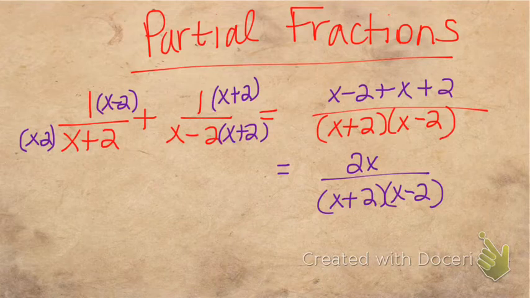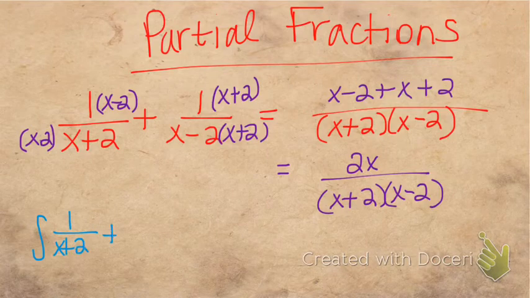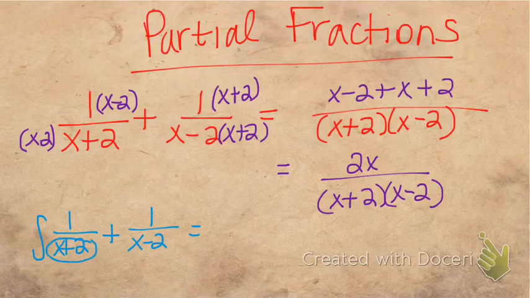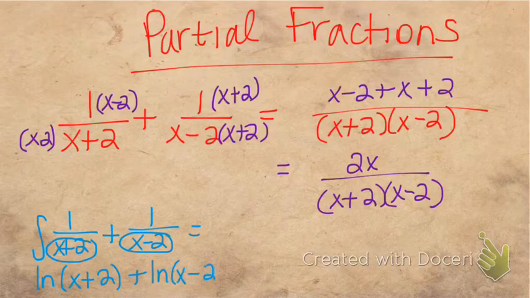Now, if I had started this problem with the integral of 1 over x plus 2 plus 1 over x minus 2, you know how to solve this. You can do them separately using u substitution, I guess, but since the derivative of each of those is 1, if u is each of them separately, then du is just 1, nothing changes. So the antiderivative is natural log of x plus 2 plus natural log of x minus 2.